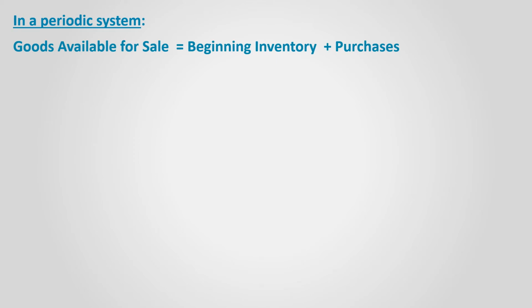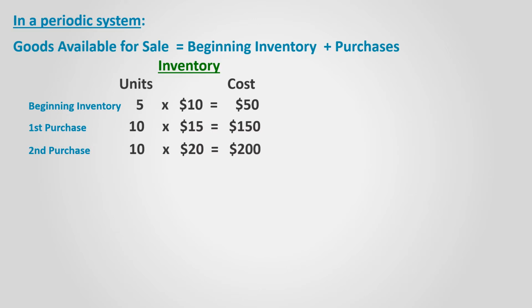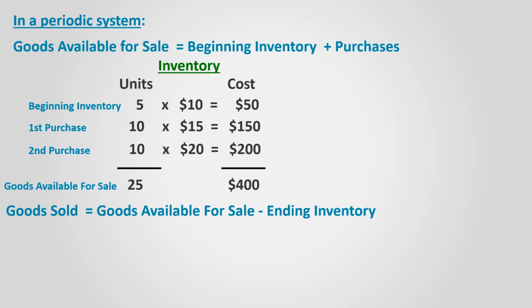Let's calculate goods available for sale to derive the goods sold. The goods available for sale is equal to the beginning inventory plus purchases. In our example, the beginning inventory is worth $50, the first purchase is $150, and the second purchase is $200. The total number of units available for sale is 25 units, and their value is $400. Since the ending inventory is 7 units, we can derive the cost of goods sold by subtracting the ending inventory from the goods available for sale. It is equal to 25 units minus 7 units, which equals 18 units. So the business sold 18 units.